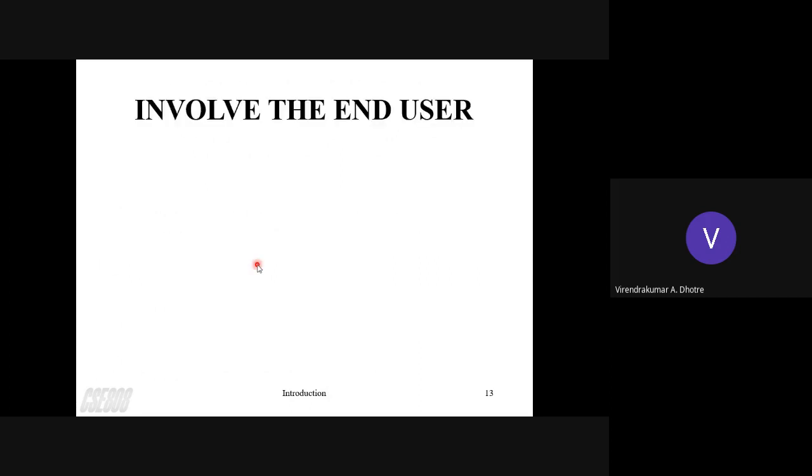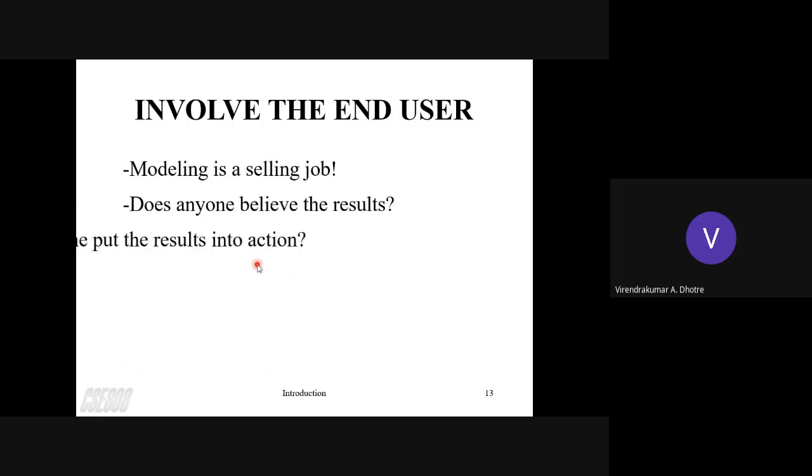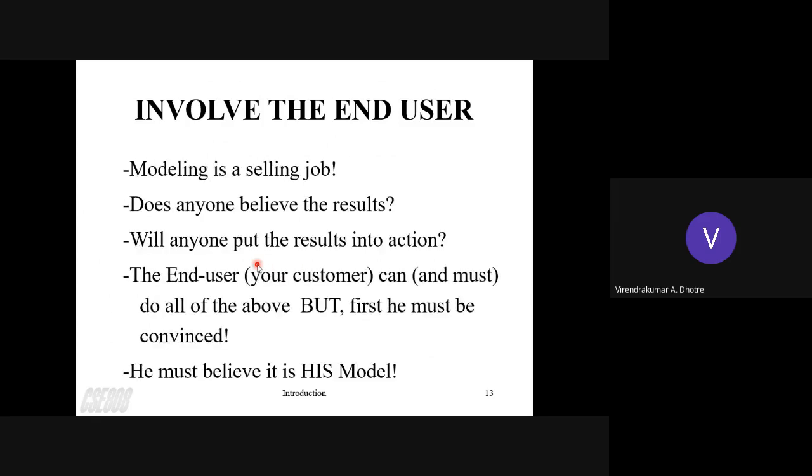Involve the end user. Sometimes what happens, we create a product, we create a project, but the users feel when they use it that this should be there, that should be there, it should behave like that. So we can create feedback systems where we can collect this. But rather than getting feedback later, you can involve the end user at the start so that he can tell you what he wants, what exactly the problems he faces, so that you can create such a model.